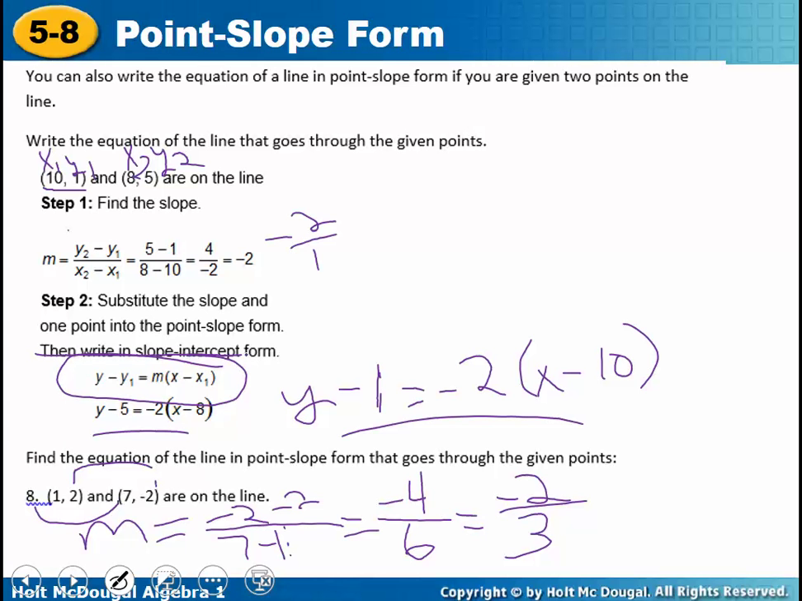Actually, we didn't do this part about writing it in the slope-intercept. Cross that out. So write that in, plug that in. And then that's your m, and then you get to pick whichever point you want for x sub 1, y sub 1. You can either use 1, 2 for x sub 1, y sub 1, or you can choose to use 7, -2 for your x sub 1, y sub 1. So you still need to finish that one up.